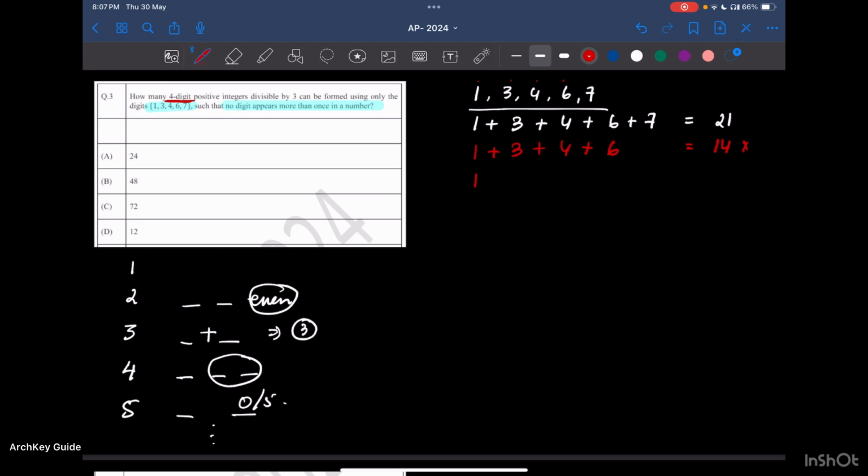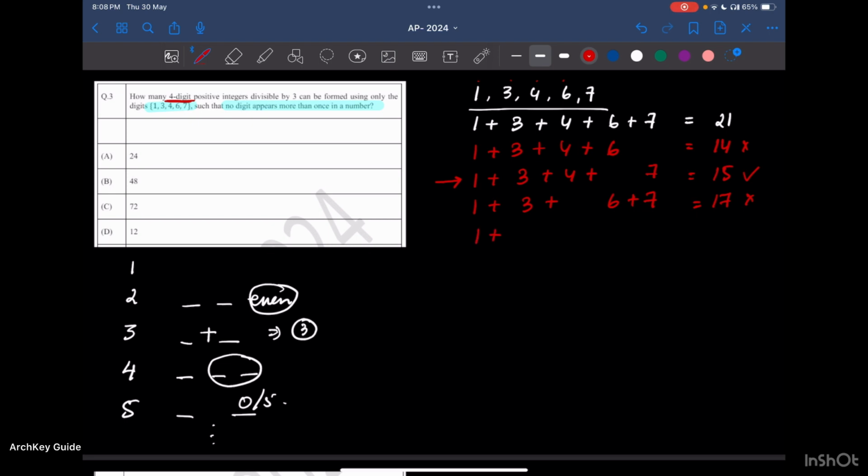Let's again see 1 plus 3 plus 4 plus 7. I'm omitting 6 here. What would I get? 15, which is divisible by 3. So this is one combination. Next, 1 plus 3 plus 6 plus 7, omitting 4. How much would it be? 17. Is this divisible? No.